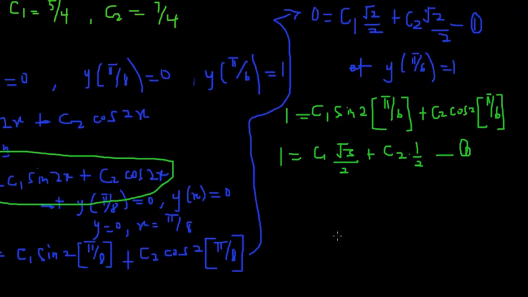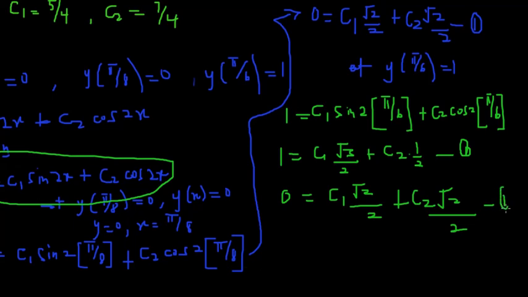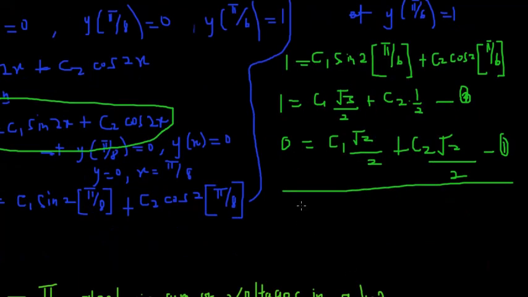So now let's dive right into this. When you solve these two equations simultaneously, C1 root 2 on 2 plus C2 root 2 on 2, which is our equation 1, and this is our equation 2, you end up with C1 to be equal to 2 on root 3 minus 1, and then we have C2 to be equal to minus 2 on root 3 minus 1.